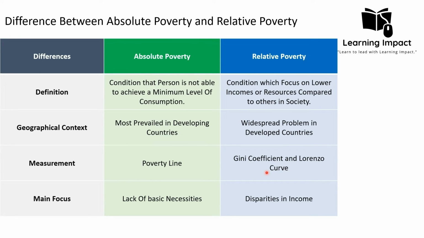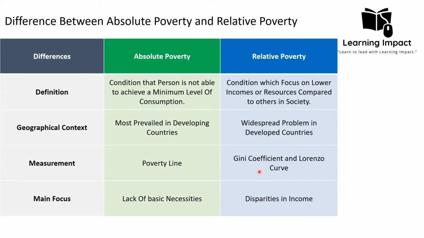So the Gini coefficient measure varies from 0, which means perfect equality, to 1, which means perfect inequality. So it is a scale which is set by the international community to measure relative poverty. So it ranges from 0 to 1. 0 is perfect equality and 1 is perfect inequality.